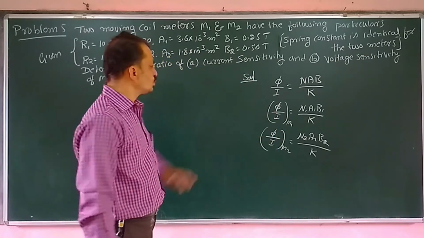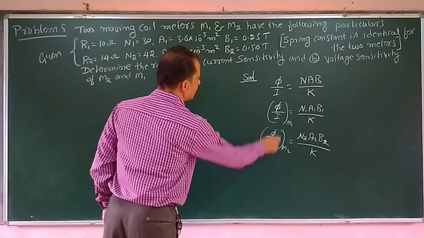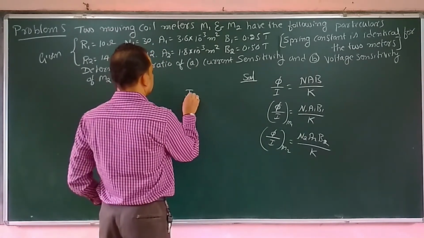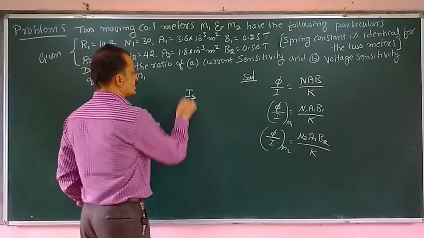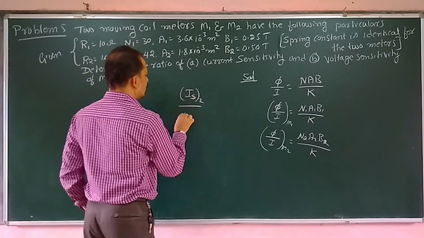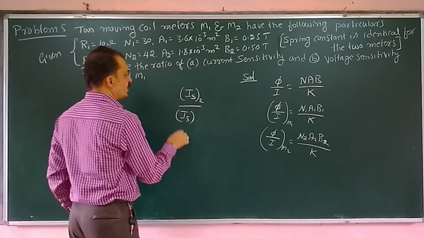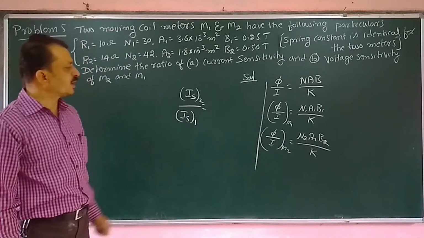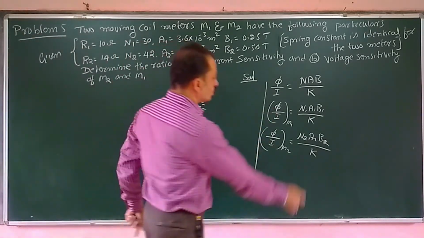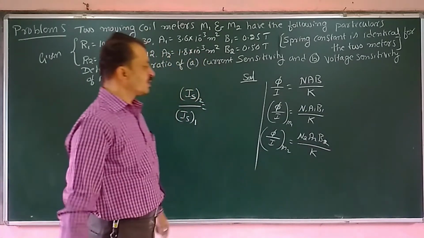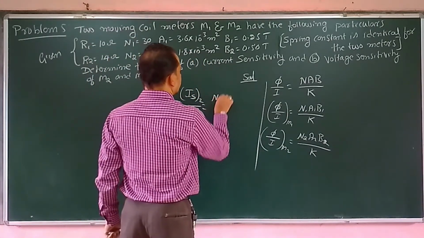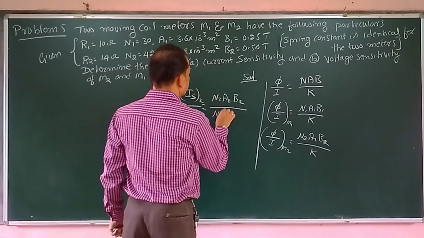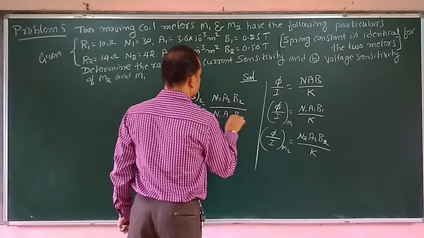Ratio of these two. If I simply write this as IS for the second meter, that is current sensitivity for the second meter to the current sensitivity for the first meter. For convenience, I am writing that one. Taking the ratio of those two, K is constant for both the cases, therefore it cancels. We are getting N2 A2 B2 divided by N1 A1 B1.